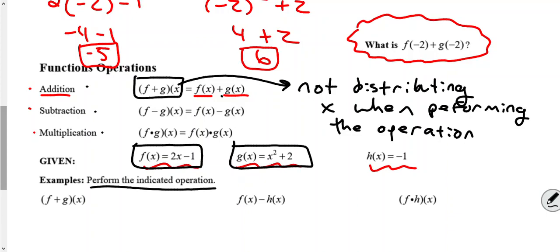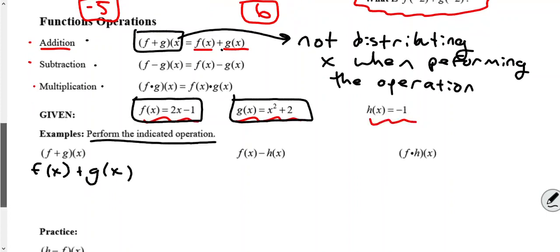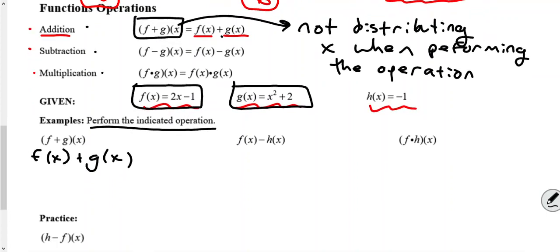What does that mean? So I'll show you right here. You have f plus g of x. That means f of x plus g of x. So f of x is 2x minus 1. Use parentheses. g of x is x squared plus 2.